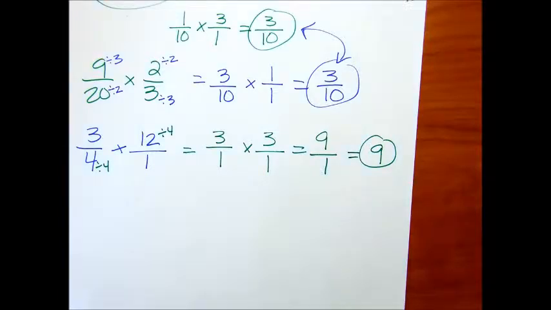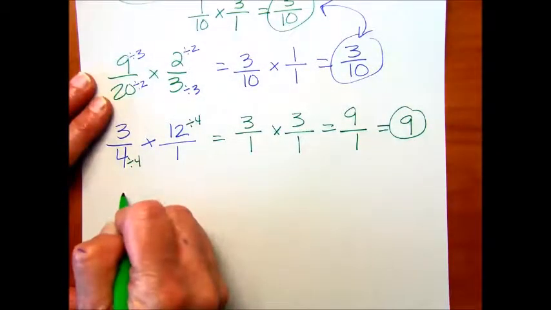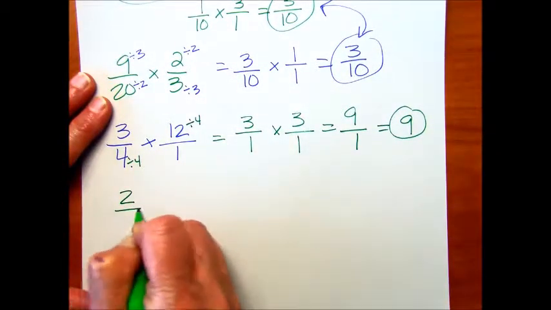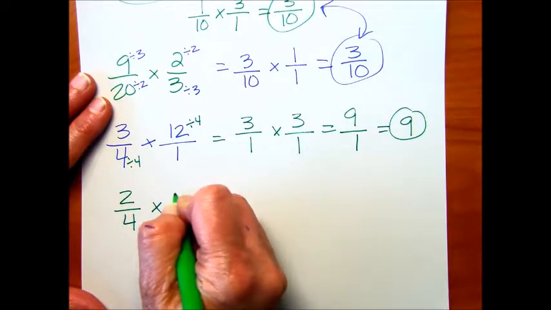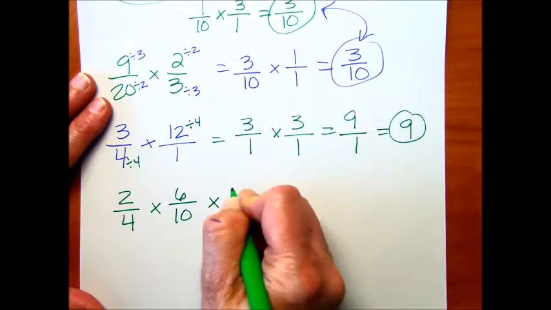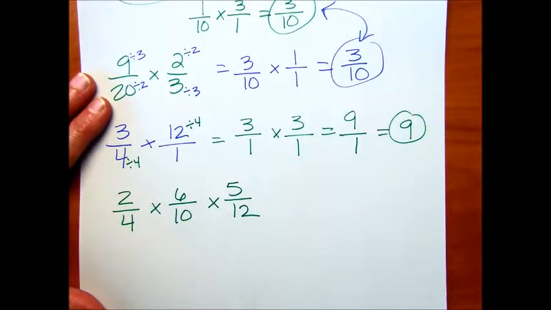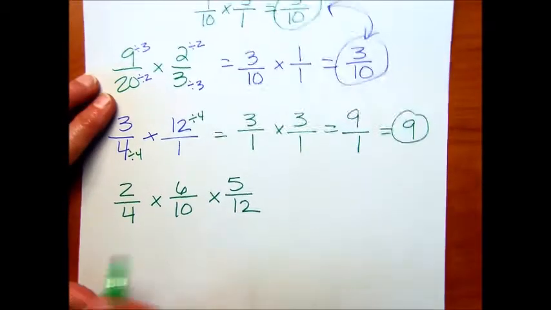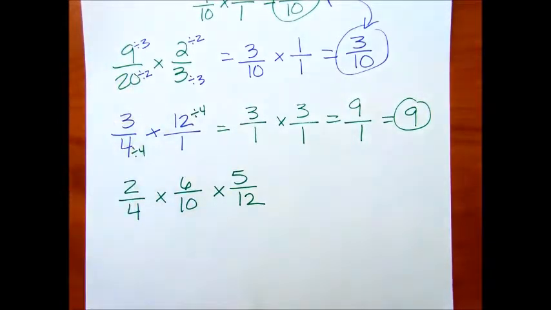Let's go ahead and do a couple of fractions in which you're multiplying together. So let's say we have 2/4 times 6/10 times 5/12. Now there's a lot of terms here that we could be reducing, and let's look at them all before we decide how we're going to do it.